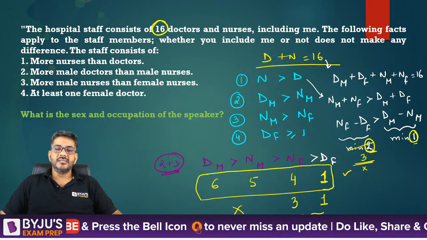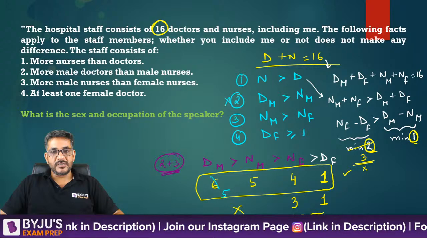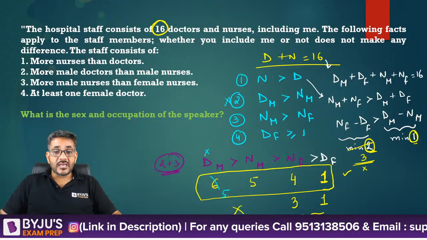See, if the person is a male doctor, the moment you exclude him, the number of male doctors will become 5, and your statement number 2 would no longer be satisfied. Your statement number 2 would no longer be satisfied that male doctors are more than male nurses. So the person cannot be a male doctor.